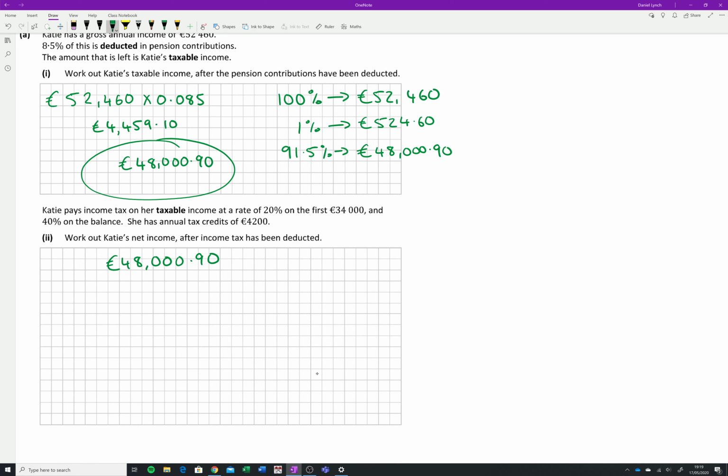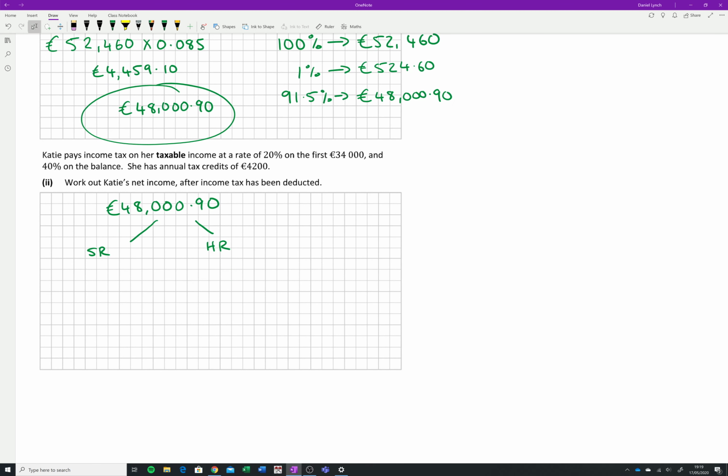And this is the stuff that can be taxed. So the way tax works is that you've got a standard rate and you've got a higher rate. So the standard rate works like this. The first 34,000, in this case they tell us, is taxed at 20%. So we have to find out what is 20% of that amount there. So 34,000, and of course 20% is multiplied by 0.2. So we're just getting our tax bill here. It's 6,800.